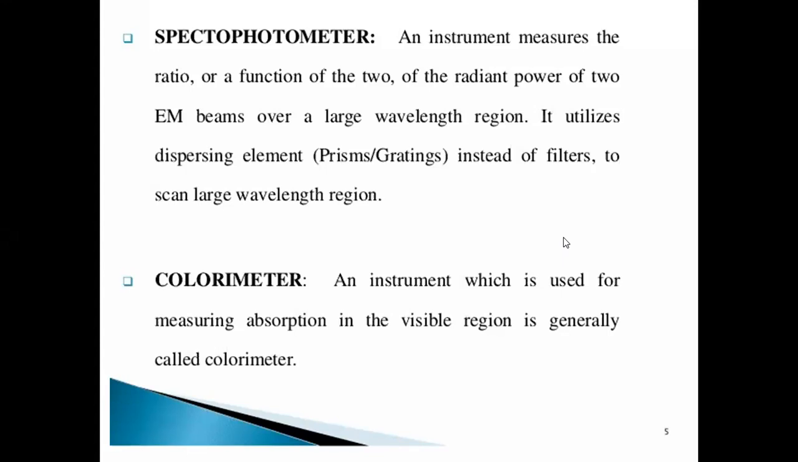In visible region, ultraviolet region 200 to 400, above 400, that is 400 to 800, it is a visible region. So if the absorption takes place in visible region, the instrument is known as the colorimeter. So colorimeter is an instrument which is used for the measurement of the absorption in only visible region, called as colorimeter.